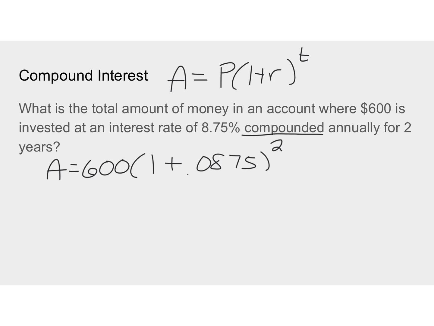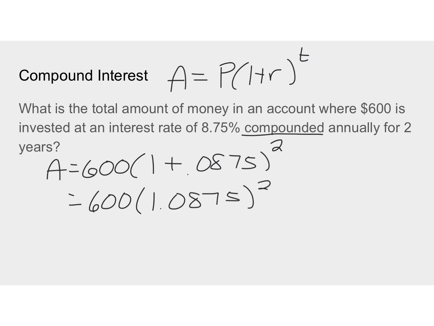One thing I have to say, remember that T that we put, that 2? That is not times 2. It's to the second power, right? Whatever you get, times 600. How do we solve this first? What do we do first? Parentheses. We have to follow order of operations, PEMDAS. So we need to do parentheses. What do you notice happens with the parentheses? You get a whole number. The plus sign really just goes away. So you get 1.0875 squared.